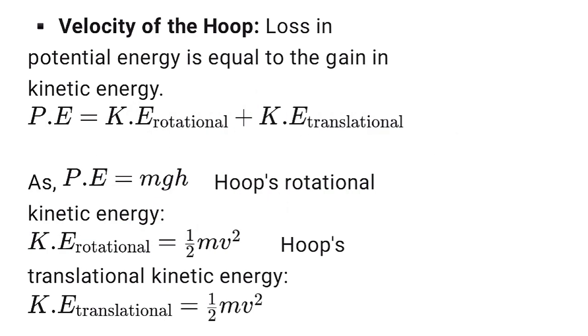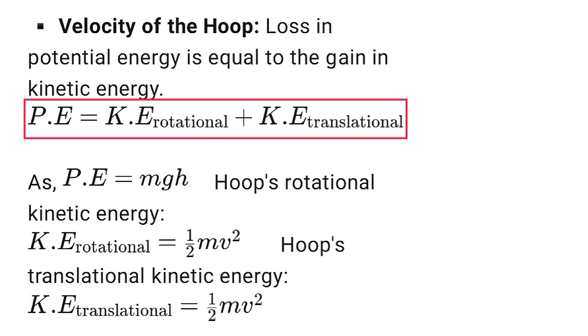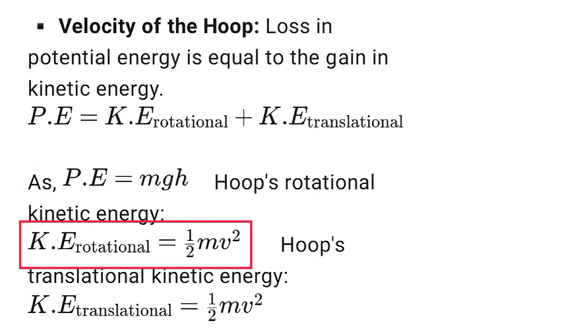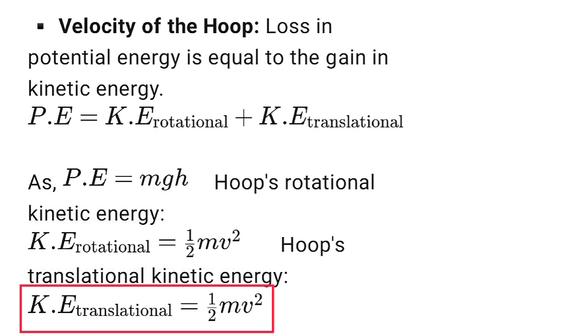Velocity of a hoop. Loss in potential energy is equal to the gain in kinetic energy. Potential energy equals rotational kinetic energy plus translational kinetic energy. Since potential energy equals mass multiplied by gravitational acceleration multiplied by height, potential energy equals mgh. Rotational kinetic energy of the hoop equals 1 divided by 2 multiplied by mv squared. Translational kinetic energy of the hoop equals 1 divided by 2 multiplied by mv squared.